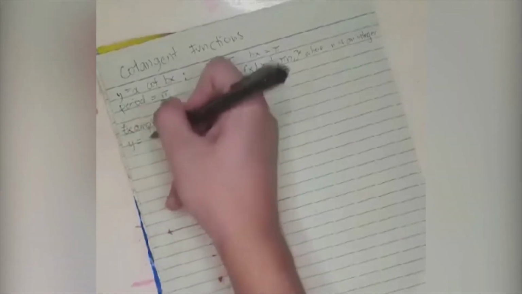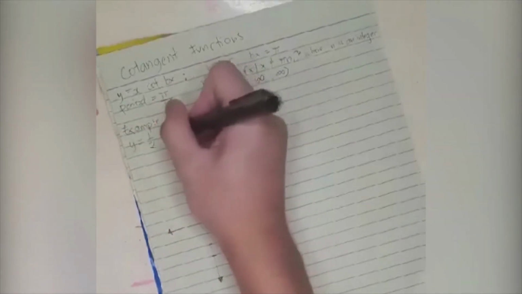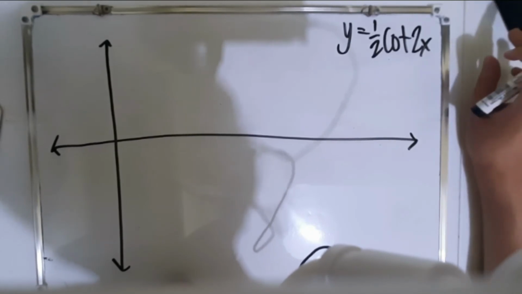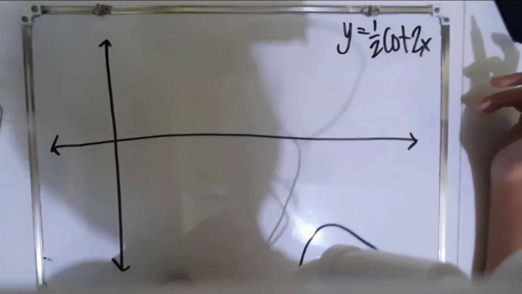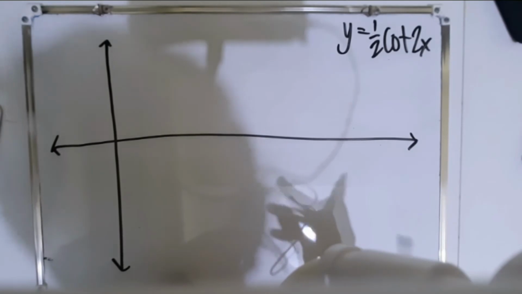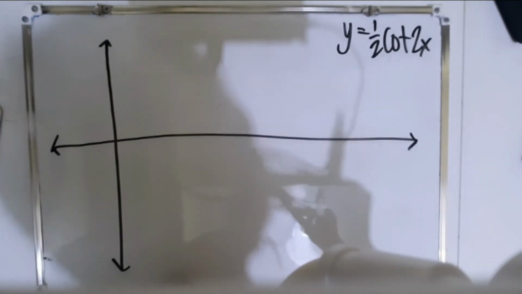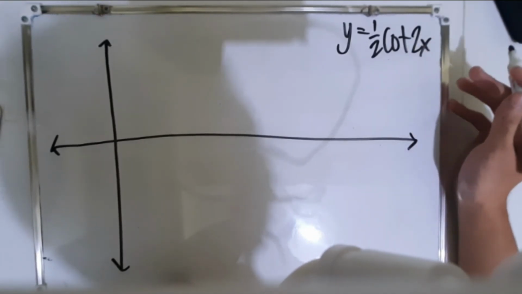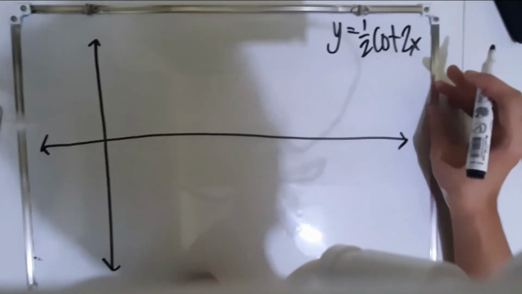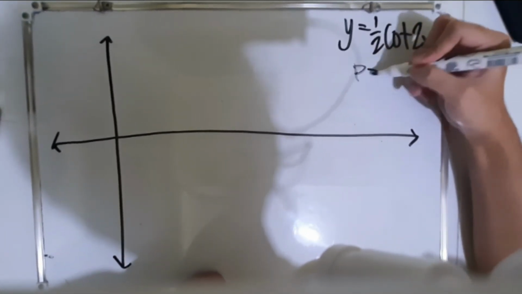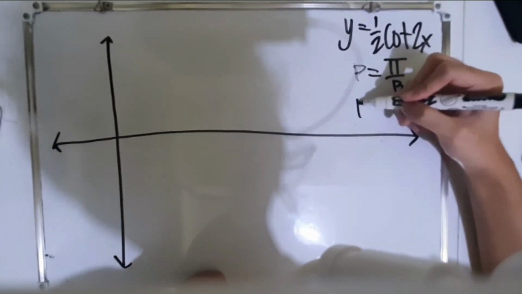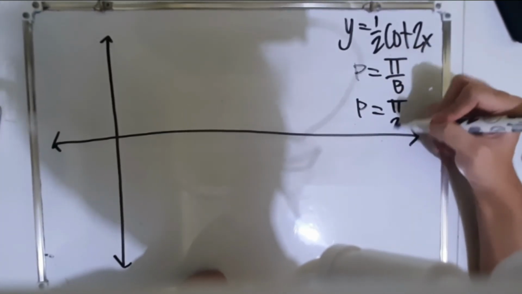For example, y equals 1/2 cotangent 2x. For the given cotangent, y is equal to 1/2 cotangent 2x. Before we graph, we first need to find the period. And finding the period in cotangent is different from the other trigonometric functions. The formula for period in cotangent is p equals pi over b. In our case, p is equal to pi over 2.